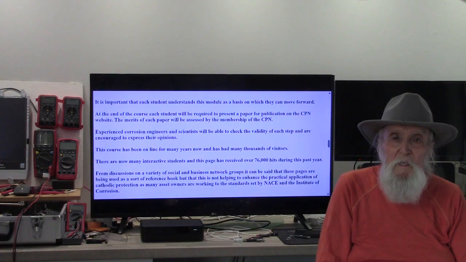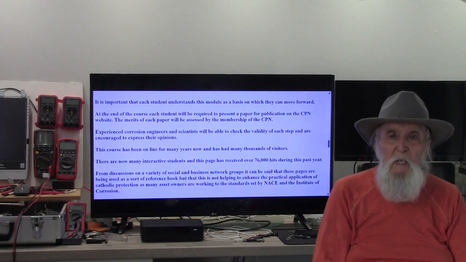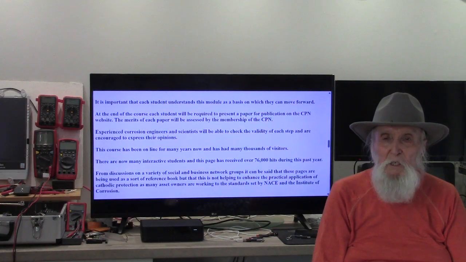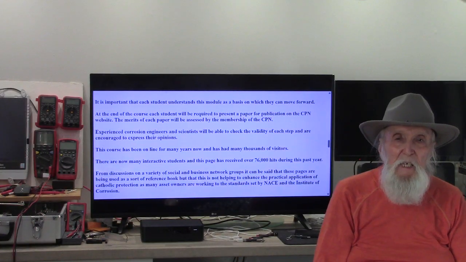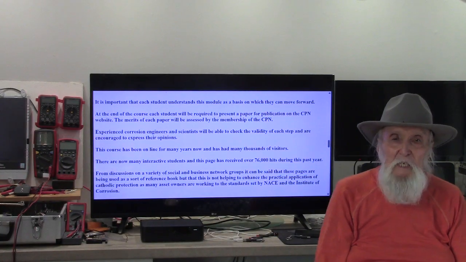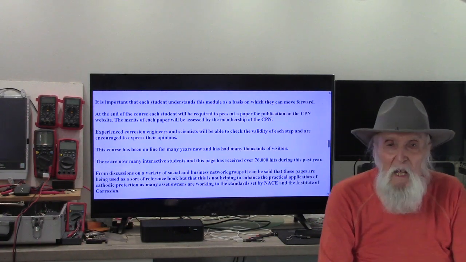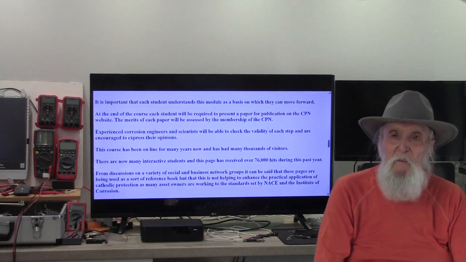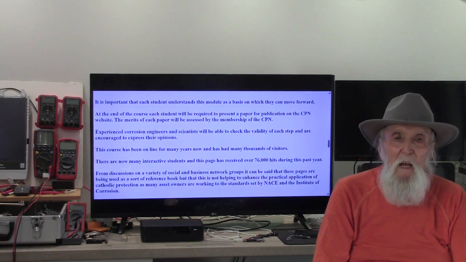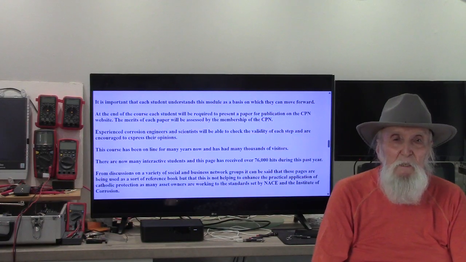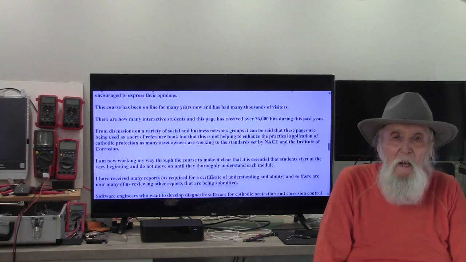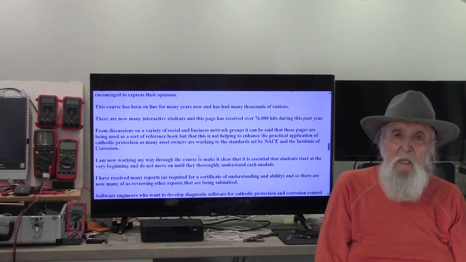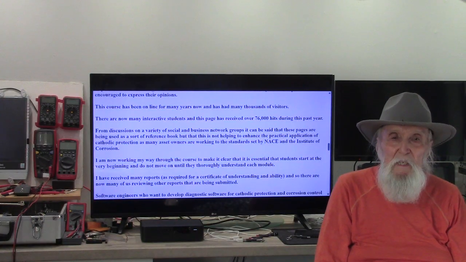At the end of the course, each student will be required to present a paper for publication on the CPN website. The merits of each paper will be assessed by the membership of the Cathodic Protection Network. Experienced corrosion engineers and scientists will be able to check the validity of each step and are encouraged to explain their opinions. This course has been online for many years now and has had many thousands of visitors.